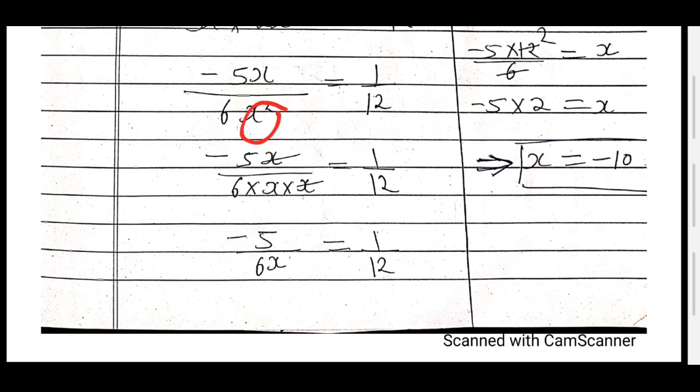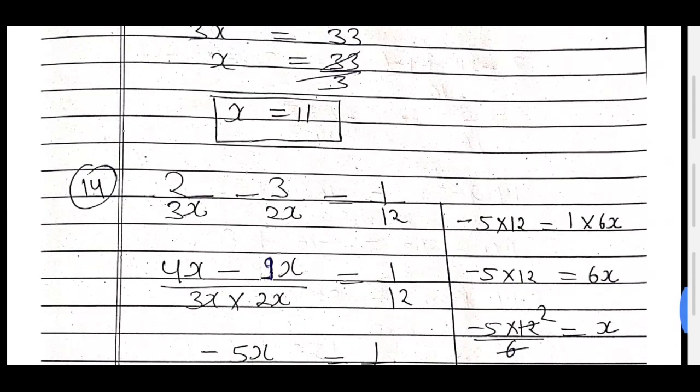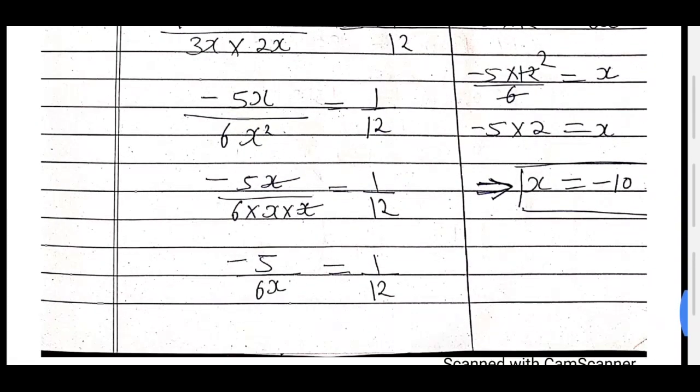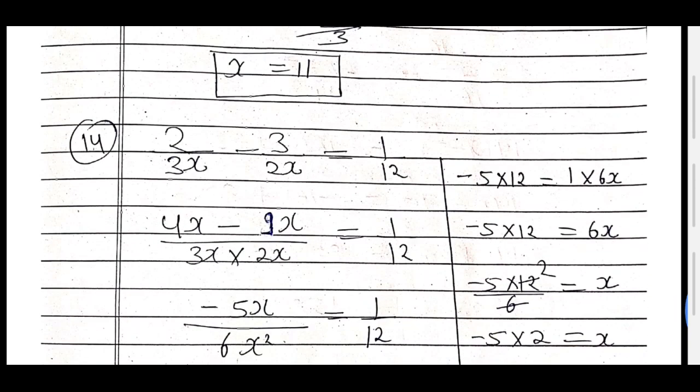Can we write x square as x into x, and cut this x by x? Then what you get? Minus 5 upon 6 is equal to 1 by 12. Now what you do? Just cross multiply. When you do cross multiply, 12 comes to this side, and 6x becomes here. So you just see here, 12 cross multiply. Now you have 1 by 6 here.